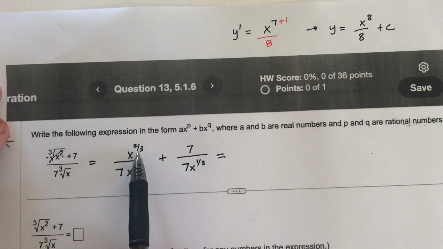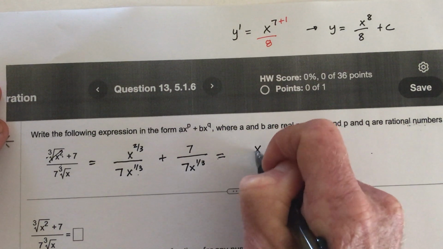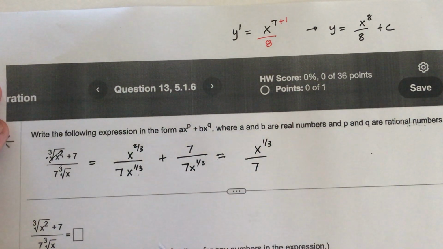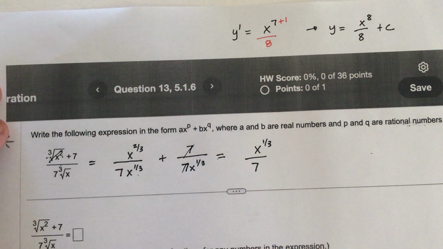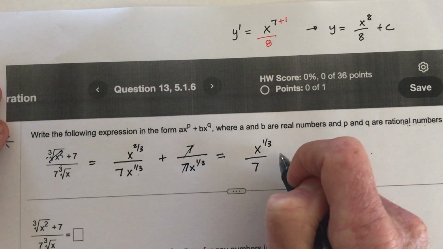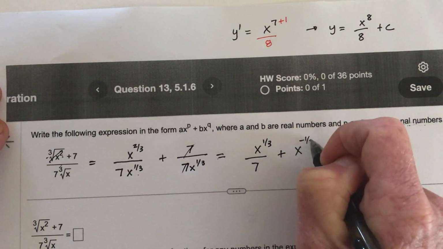So in here, when you have division, then you actually subtract the exponents. And a 2/3 minus a 1/3 is a 1/3. So that's going to be x to the 1/3. And the 7 has nowhere to go, so it just stays there. On this one, the 7s can cancel. But then I'm going to rewrite this one so that it is just x to a number. So that would be x to the negative 1/3.